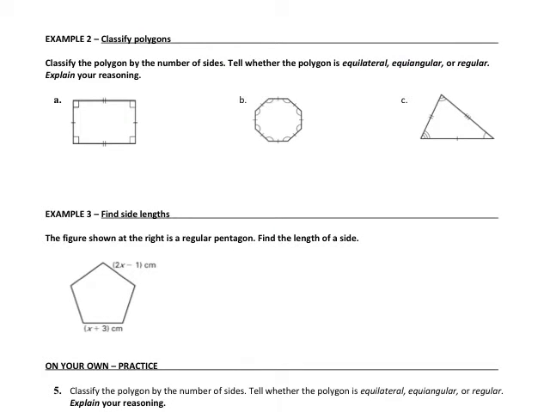Okay, in example number 2, they want us here to classify polygons. So we actually have to classify the polygon by the number of sides. So just to refresh your memory a bit, and I know you probably have had some instruction on polygons previously, the number of sides that we're talking about, so if the shape has 3 sides, it's called a triangle. Okay, if it has 4 sides, it is called a quadrilateral. It's a long word to spell.